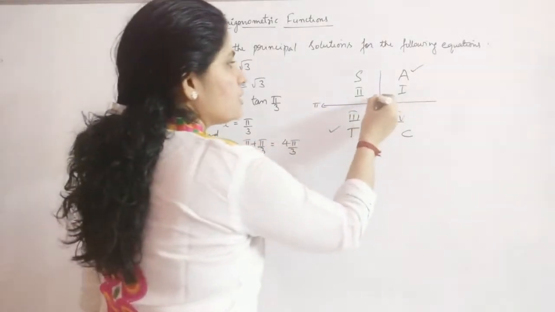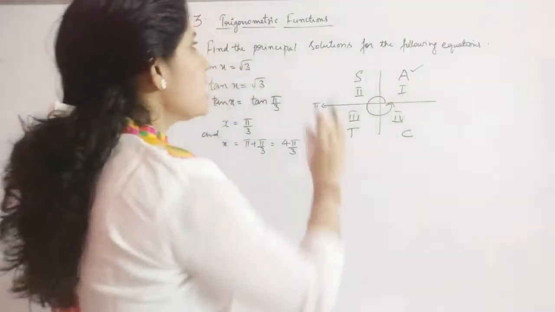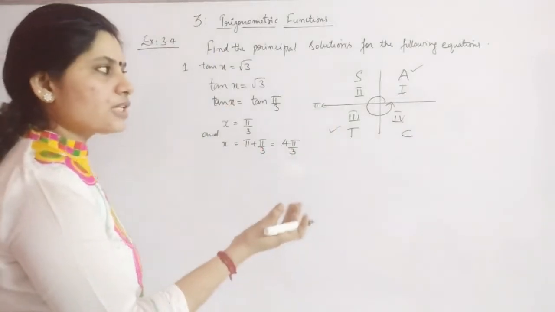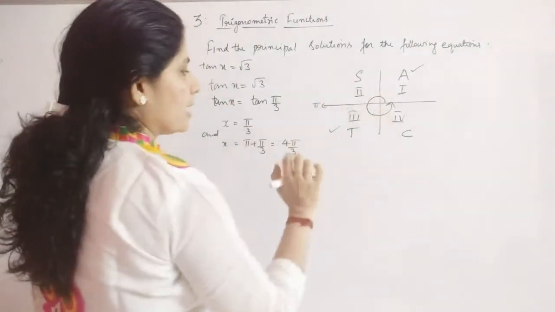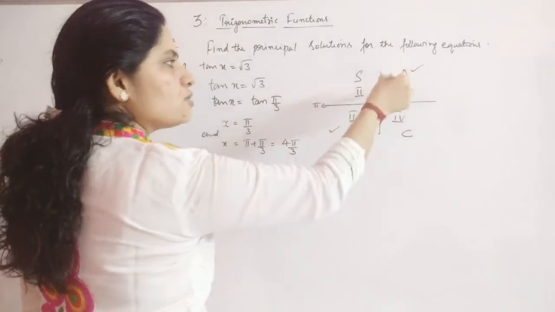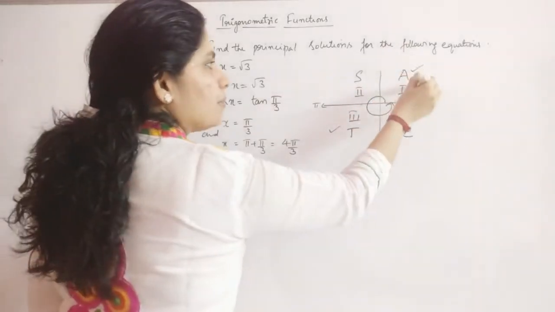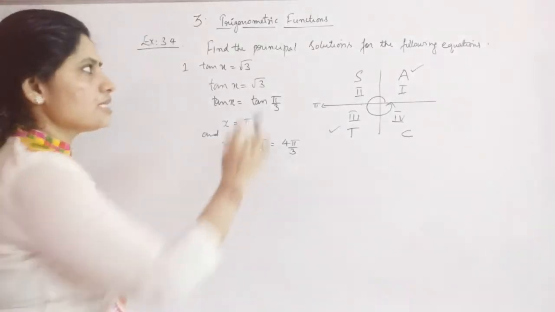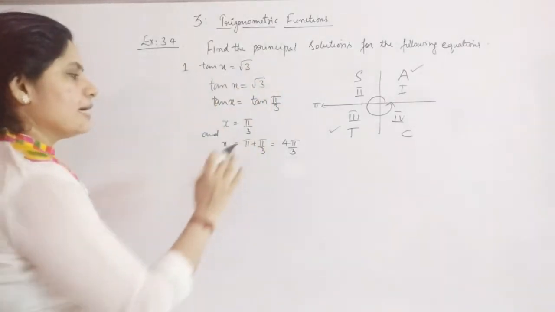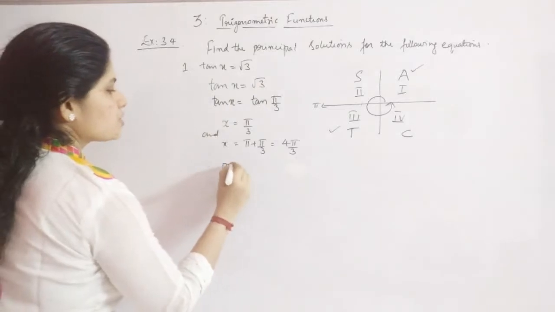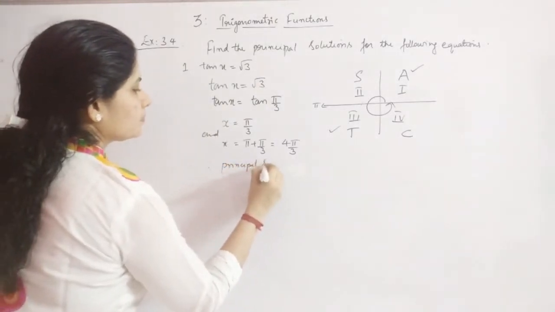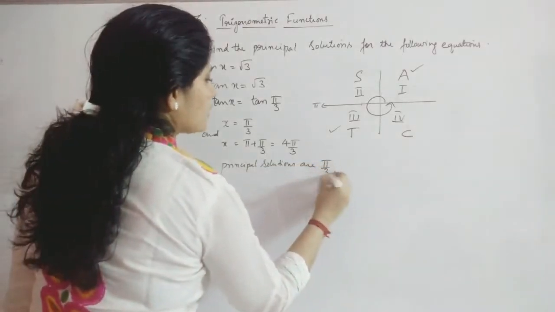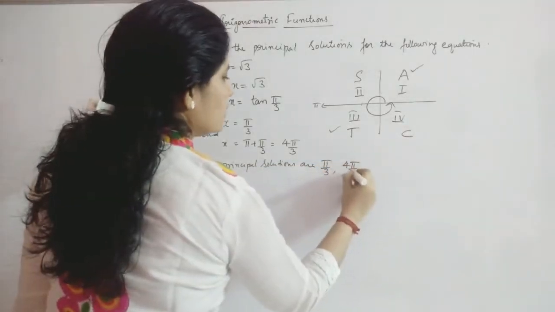Because after this the revolution has been complete. That means principal solutions are those values of x which lie between 0 and 2 pi. After this, it has to complete the revolution again and come into the first quadrant to get the next value. That is not required for us to find the principal value. So the principal solutions are pi by 3 and 4 pi by 3.